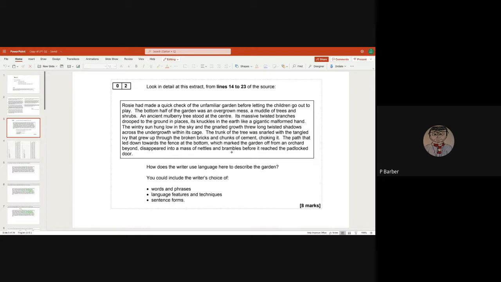You've got the use of chunks of cement choking it, so that alliteration there. There's lots of really detailed descriptions that we can use here. So just spend a little bit of time just annotating, just highlighting the key ideas.